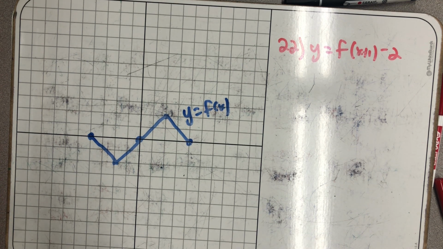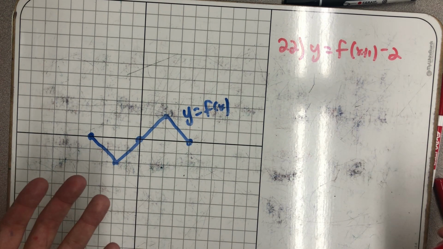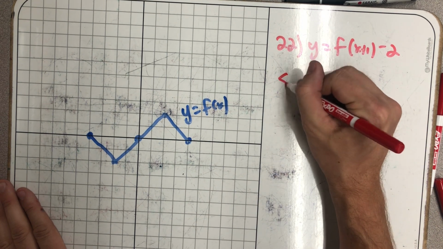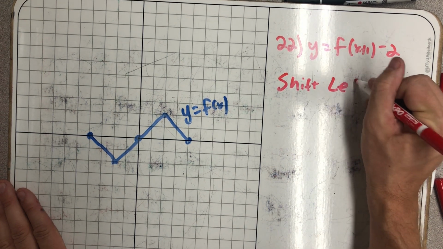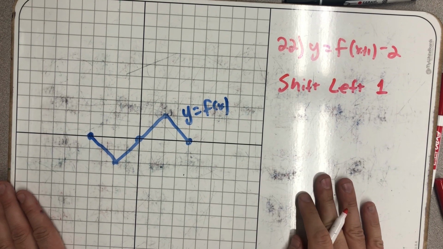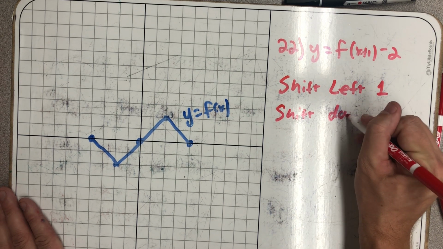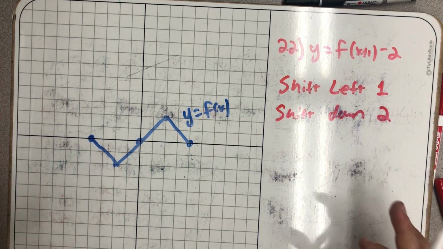So if we think about your author's advice, he advises that we do horizontal shifting first, stretching or shrinking second, reflecting, and then vertical shifting next. HSRV. I like to think from the inside out, which agrees with that pattern. So on the inside, I see that I've replaced x with x plus 1. So I know that is a shift left 1 unit. And then the minus 2 on the outside, that's a shift down 2 units.